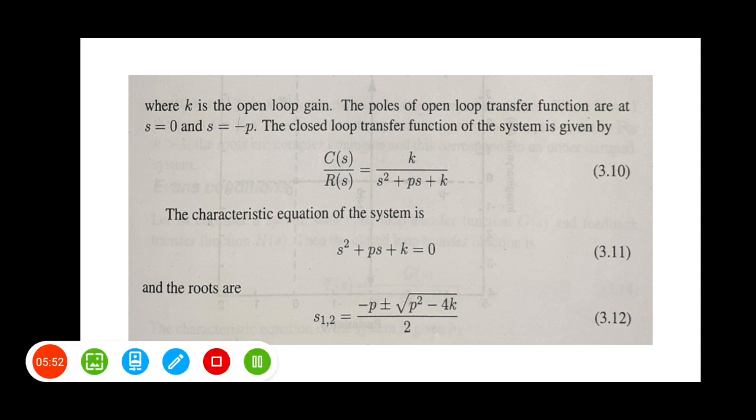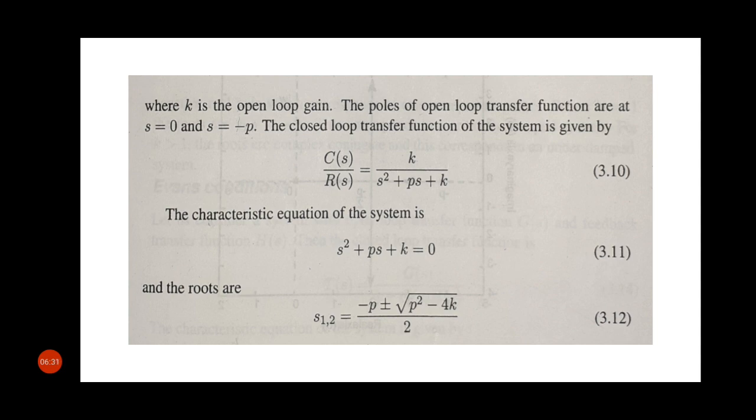Here I have considered a unity feedback system, that means H is equal to 1. That's why the closed loop transfer function of this system is C(s) by R(s) equal to K divided by s square plus ps plus K. So the characteristic equation of this system is s square plus ps plus K equal to 0, and the roots are these. There are two roots because the order of s is 2. The two roots are minus p plus minus root under p square minus 4K, divided by 2.